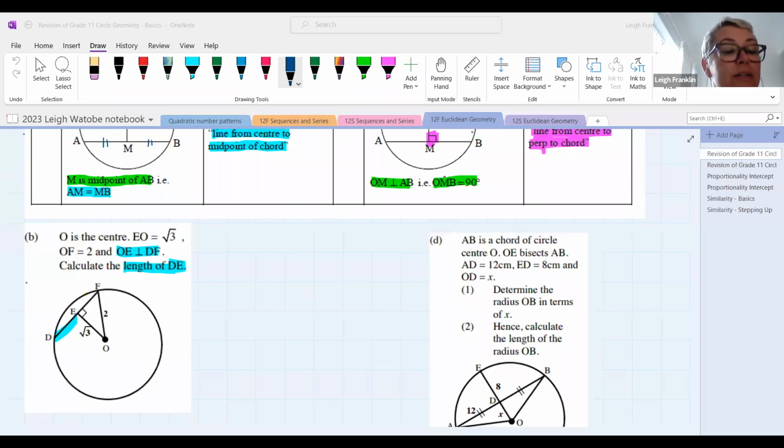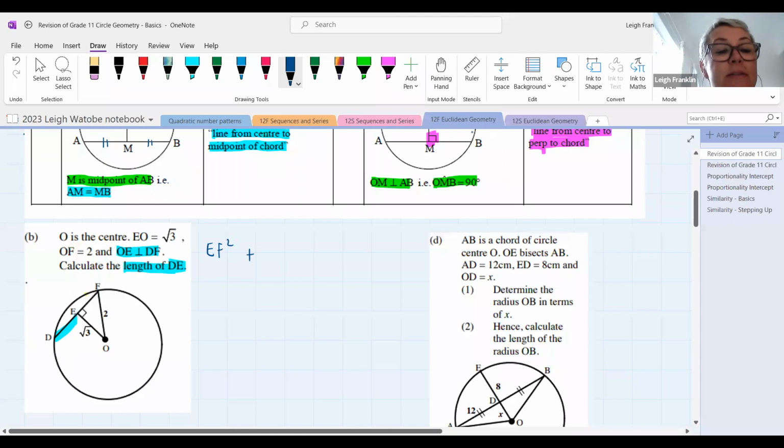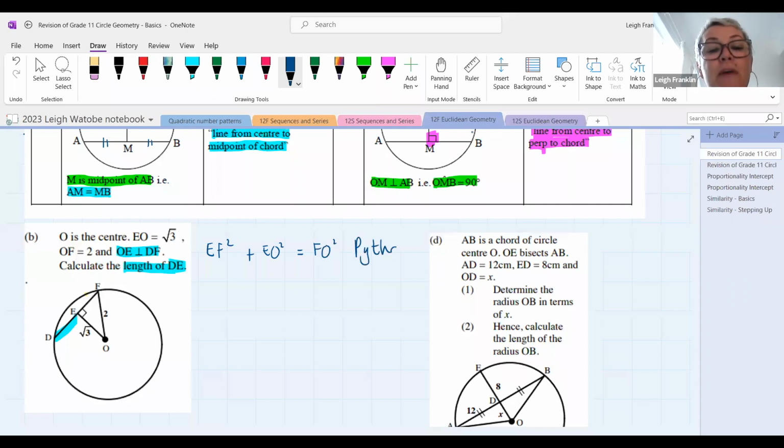So we are going to say that EF squared plus EO squared is equal to FO squared. We are allowed to abbreviate that and just write Pythag. Now we want to go ahead and substitute. So EF, we don't know.